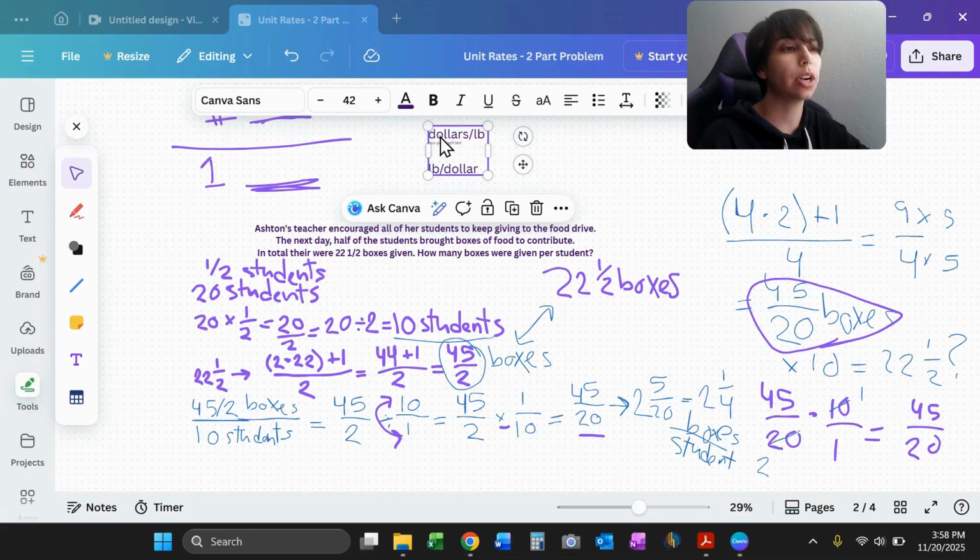But anyways, we just want to pay very close attention to the word problem. Want to ask us how many, what per what, okay? Dollars per pound is not the same as pounds per dollar. Don't get tricked on that, okay?